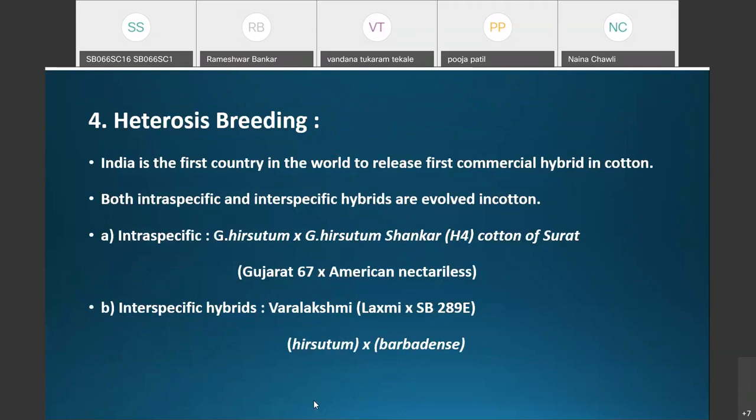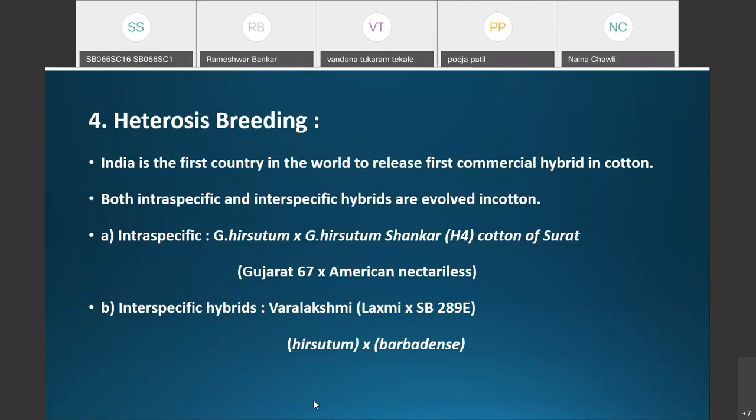Then the fourth method used for the improvement of cotton varieties is heterosis breeding. India is the first country in the world to release the first commercial hybrid in cotton. Here, both intra-specific and inter-specific hybrids are evolved in cotton. Both these methods were used to improve the variety.